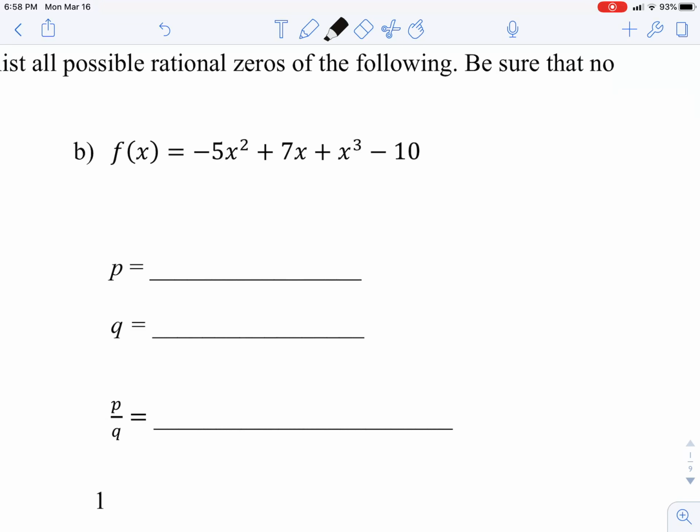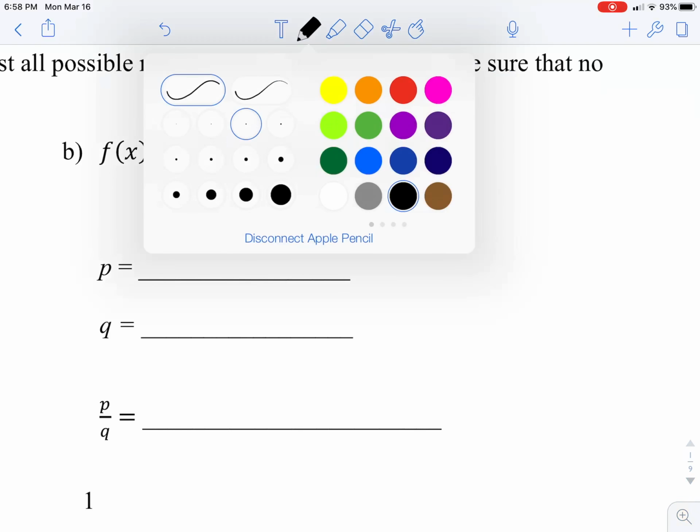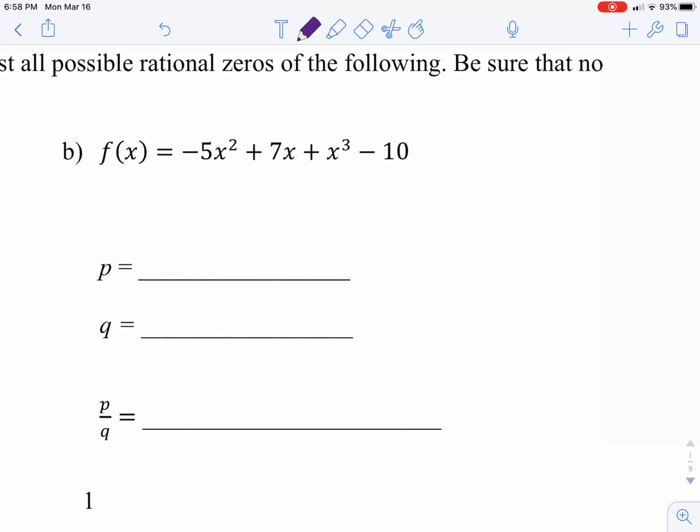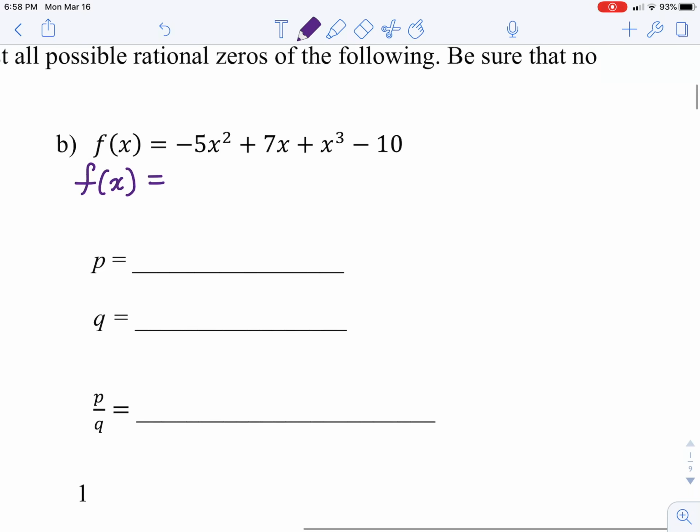All right, now this one, ooh, it's a little tricky one because as you can see, is this in standard form? I mixed it, so it's easier for me to rewrite it in standard form. So if I rewrite this in standard form, I will have x to the third power first, the one with the biggest exponent, minus 5x squared plus 7x minus 10.